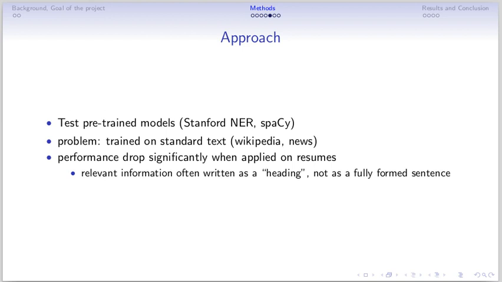A frequent corpus used for training these models is Wikipedia, which has also typically well-structured sentences. However, CVEs are rarely written entirely in the form of well-structured sentences. A lot of information is conveyed in the form of bullet points, lists, not in the form of well-structured sentences, but rather in the form of headings.